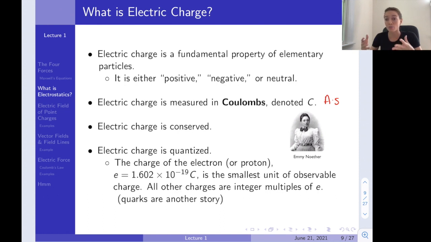I can never create just a proton without also creating an electron to sort of balance that out. So electric charge is conserved. And this is a very, very fundamental property of the universe. And it was proven by a mathematician named Emmy Noether.